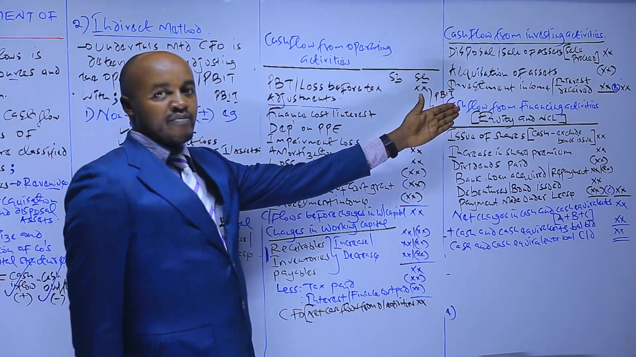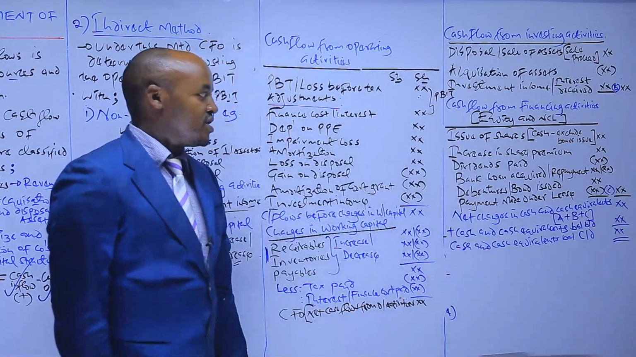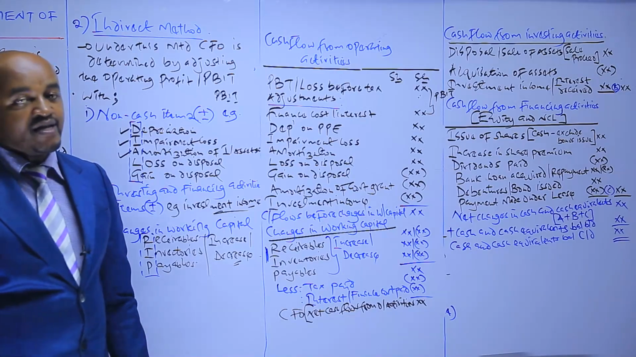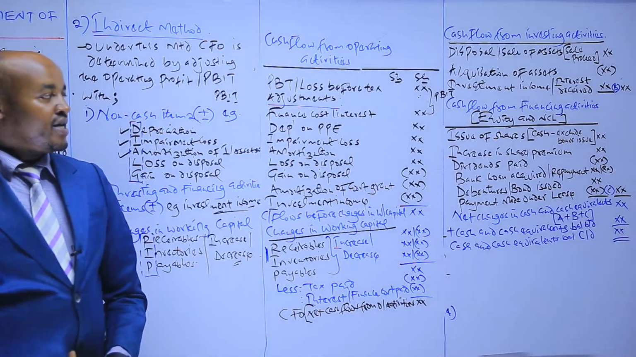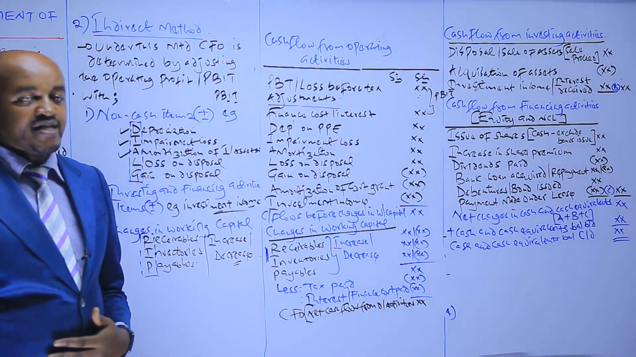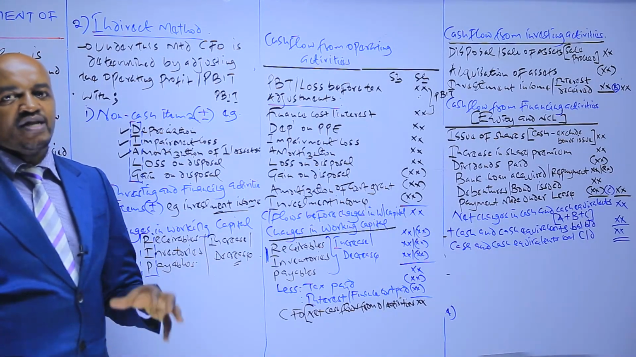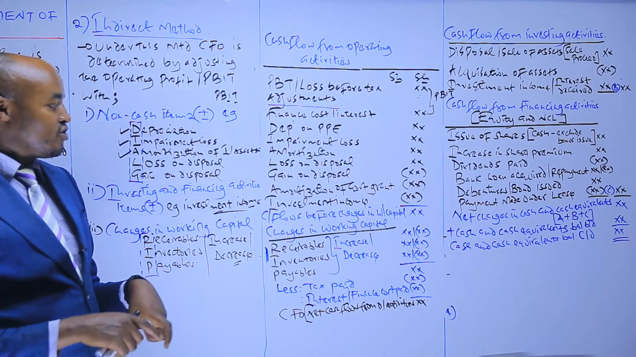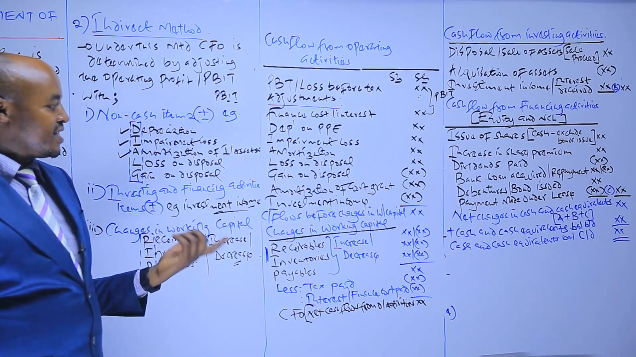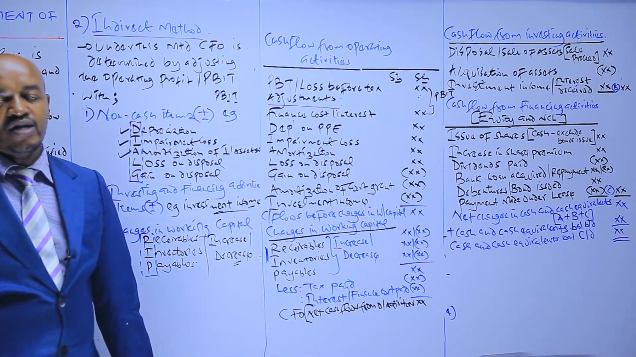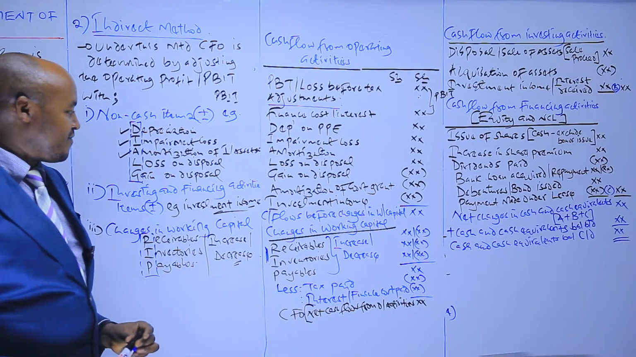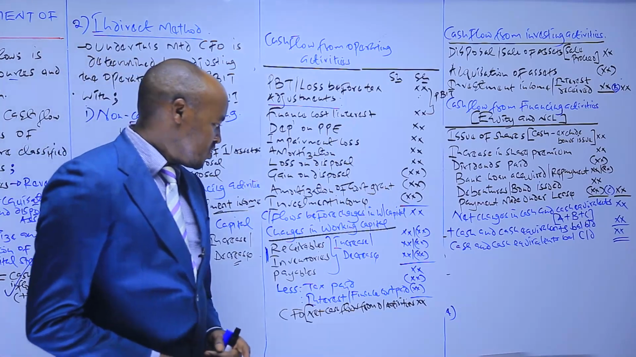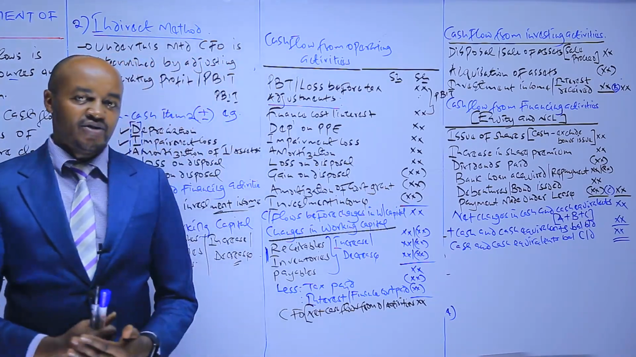And automatically, once you get that, you proceed and determine the cash flows from investing activities and cash flows from financing activities. But we have said in terms of how we determine those net cash flows from investing and financing, in the two methods we use the same approach. So you can see the only difference between the direct and indirect method is how we determine the CFO, the net cash flow from operating activities.